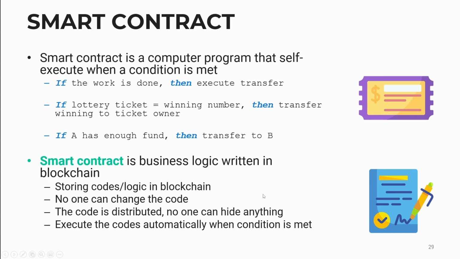And we can configure the blockchain network such that the contract will always be executed when the condition is met. So the code is executed automatically. You can't cheat people. When you agree that when something happens, when they have done their work, you need to pay, you will pay because the network forces you to make the transfer.